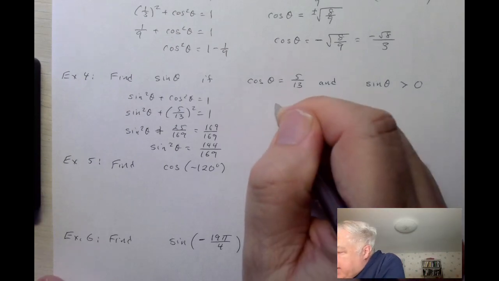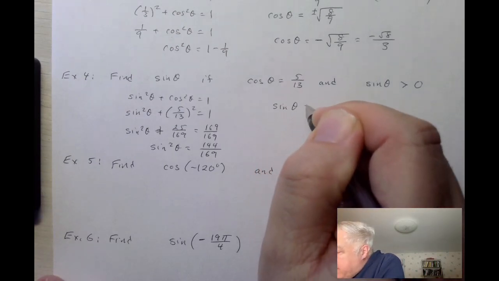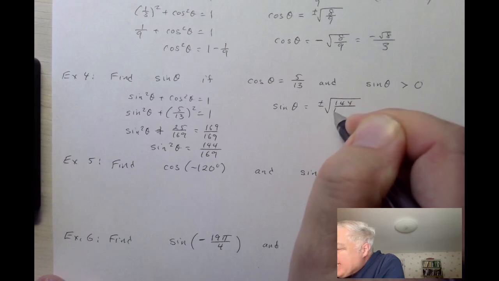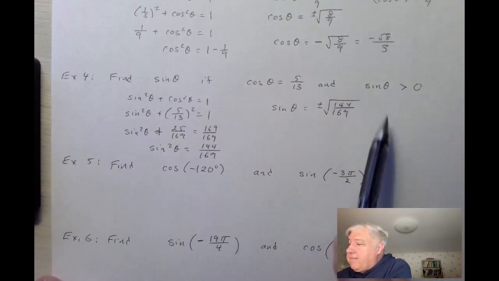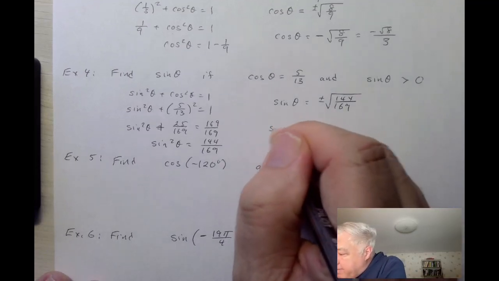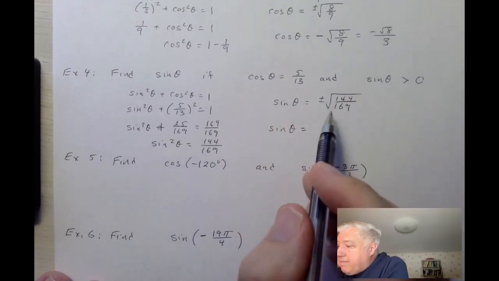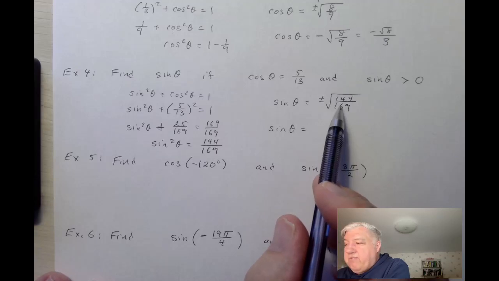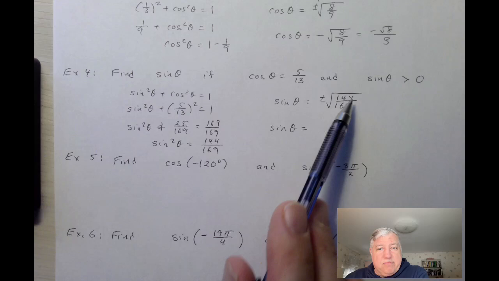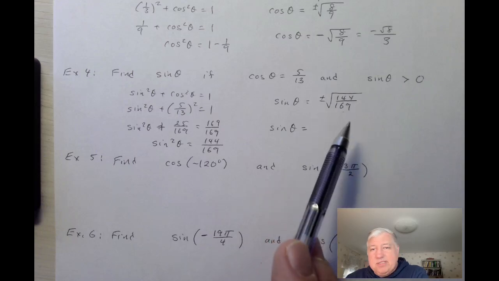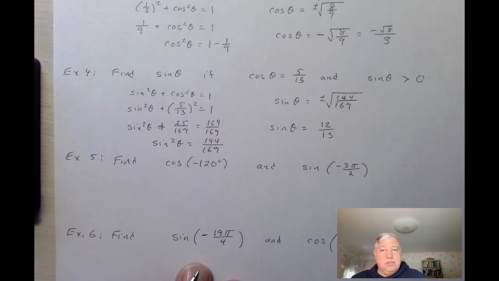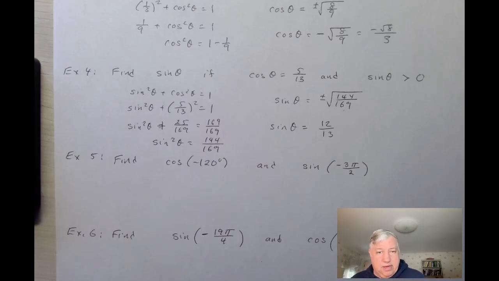And then sine of theta is going to be plus or minus the square root of 144 over 169. And because we know the sine is positive, we take the positive square root. Usually these will not be very nice numbers, but 12 squared is 144, 13 squared is 169, so this is 12/13. So that's the sine in this case.